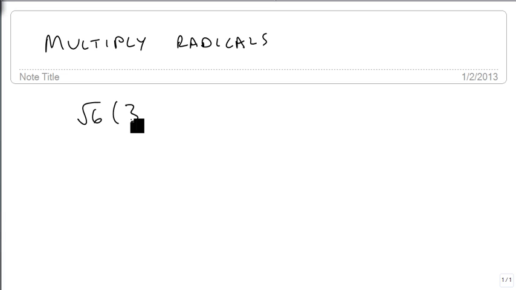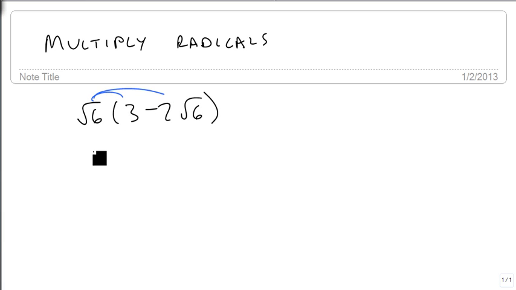We are now going to multiply radicals together. So when we add, we simply combined the like radicals, and if they were unlike, we left them separate. When we multiply, this is just like multiplying our polynomials. We simply perform the rules as we know them. So here, we're just going to distribute.